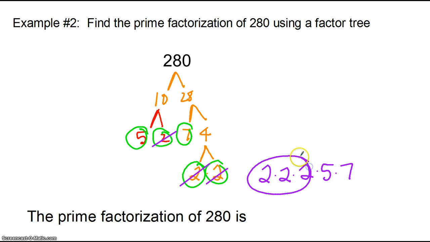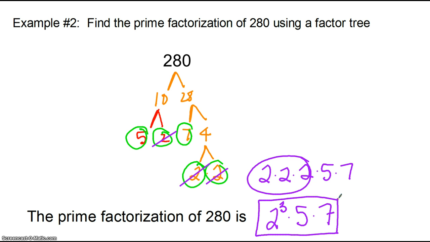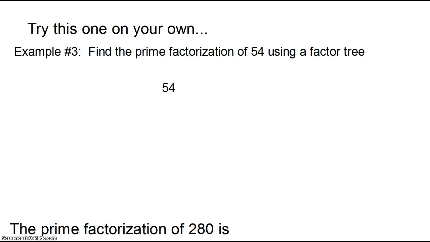Okay, so I have 3 sets of 2s, so that's the same thing as 2 to the 3rd power times 5 times 7, and that is my answer. Alright, try this one on your own. Pause this video and give it a shot. When you're ready, press play.